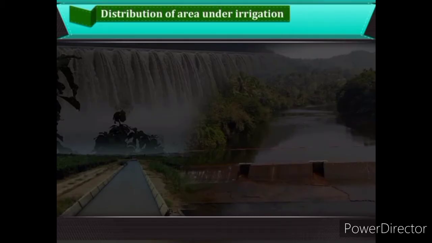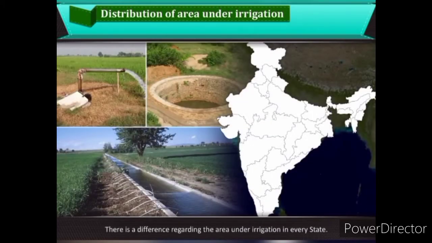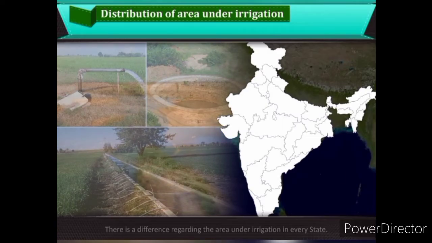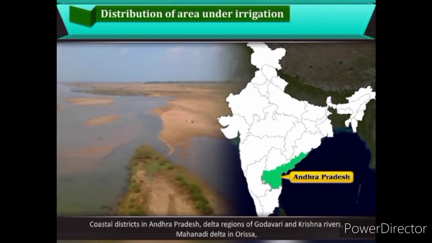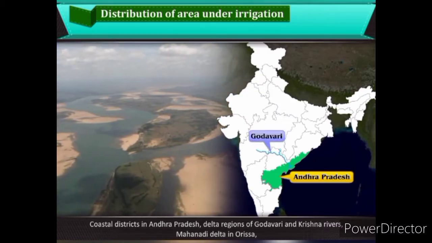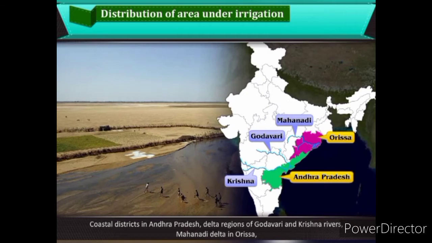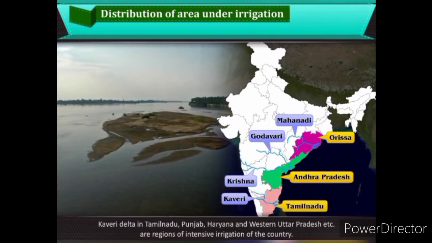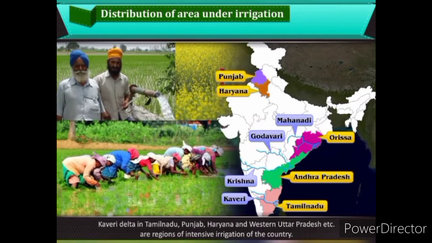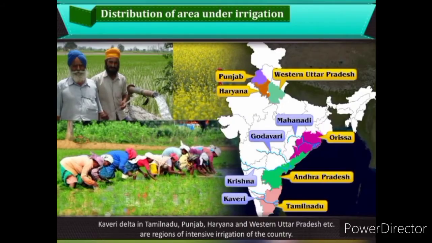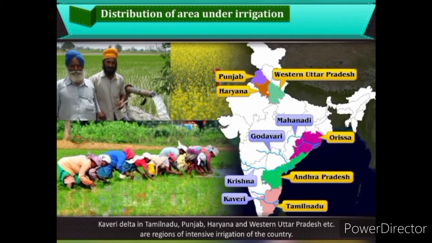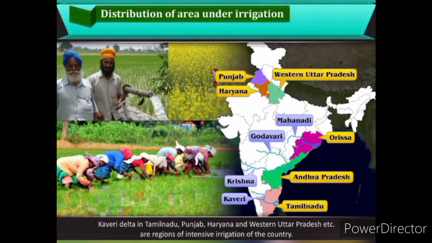Distribution of area under irrigation. There is a difference regarding the area under irrigation in every state. Coastal districts in Andhra Pradesh, delta regions of Godavari and Krishna rivers, Mahanadi Delta in Orissa, Kaveri Delta in Tamil Nadu, Punjab, Haryana and western Uttar Pradesh, etc. are regions of intensive irrigation of the country.